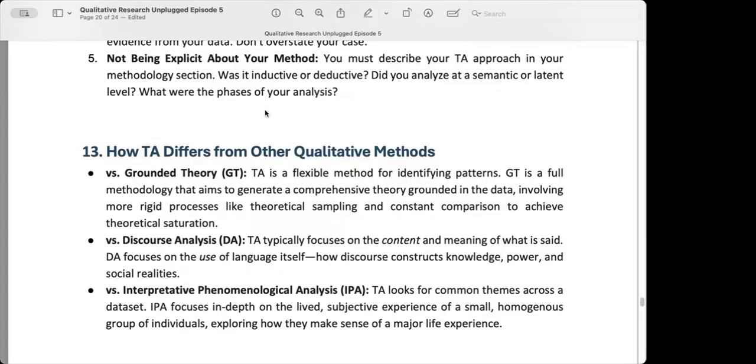That really clarifies the distinctions. The focus, the aim, the sample size, the philosophical underpinnings, they all differ significantly. And knowing that is so important for choosing and justifying your method.